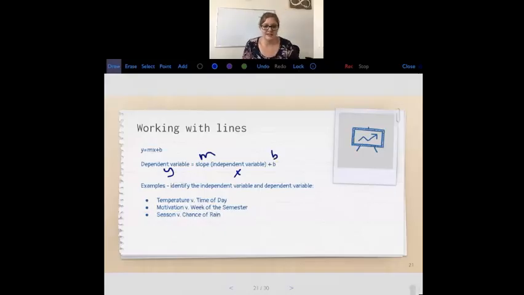So just a couple of examples. Identify the independent and the dependent variable. Temperature versus time of day. Does temperature depend on the time of day, or the time of day depend on the temperature? Typically, when you have time, that's the independent variable. So if it's noon, the temperature is going to be warmer than it would be at dawn.